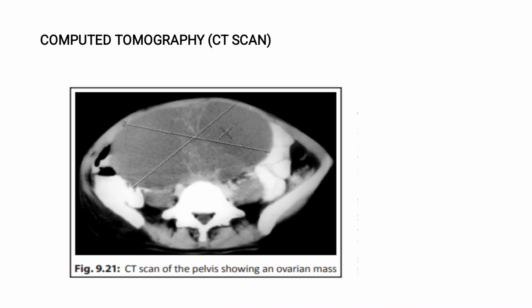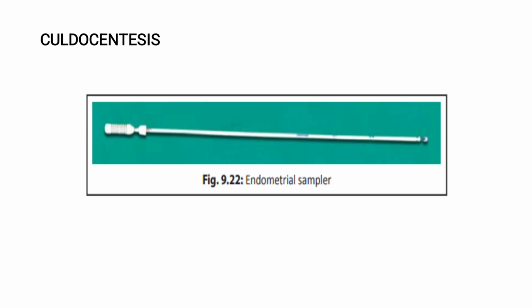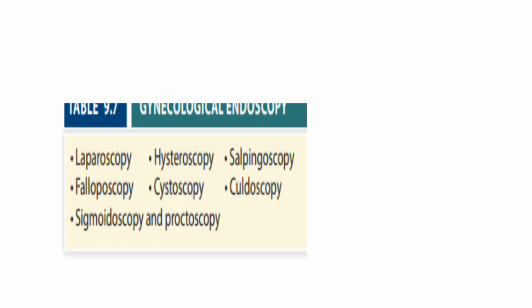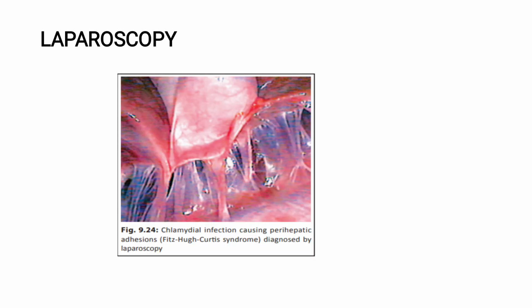Then computed tomography, that is CT scan. CT scan of the pelvis showing an ovarian mass. Culdocentesis, that is endometrial sampler we are taking. Then culdocentesis means site of the entry of needle. Needle we will insert and we will do the procedure. Then some of the gynecological endoscopic procedures: laparoscopy, hysteroscopy, salpingoscopy, falloposcopy, cystoscopy, colposcopy, sigmoidoscopy and proctoscopy.